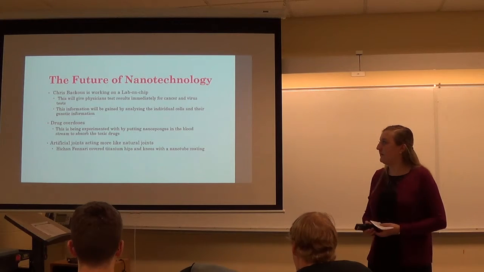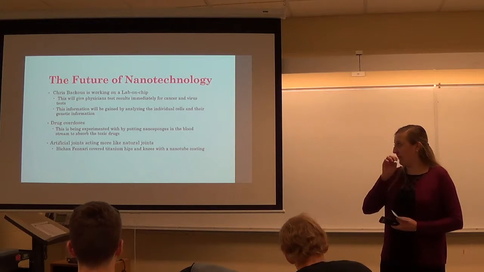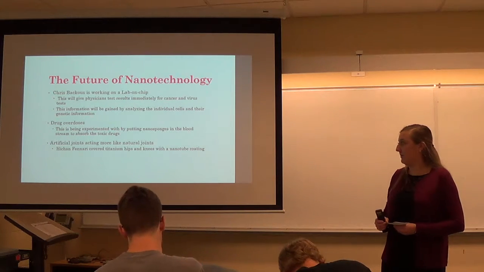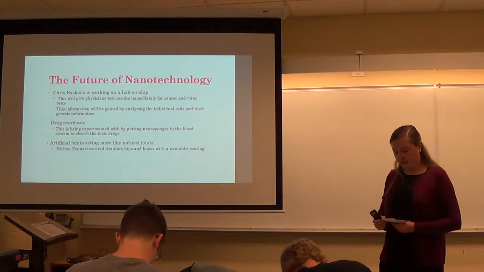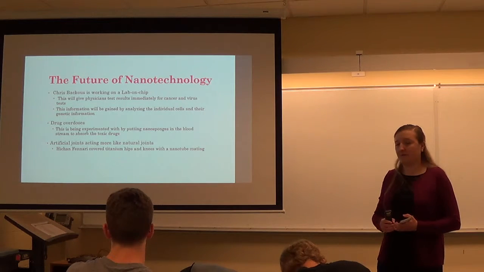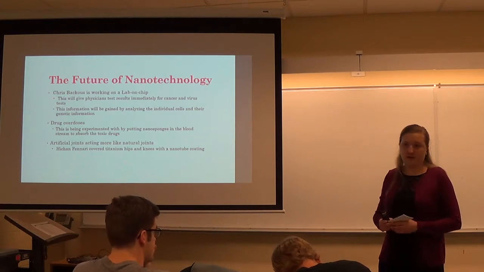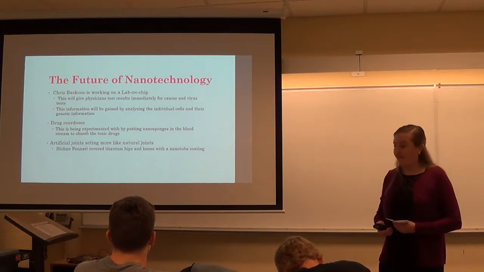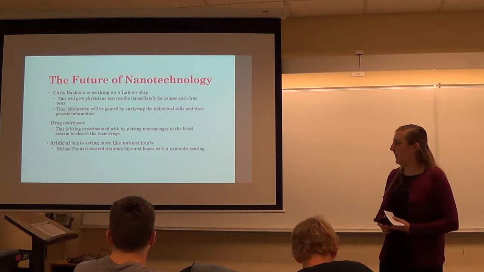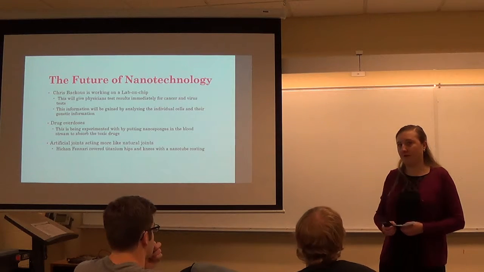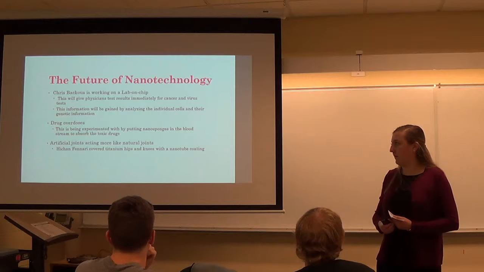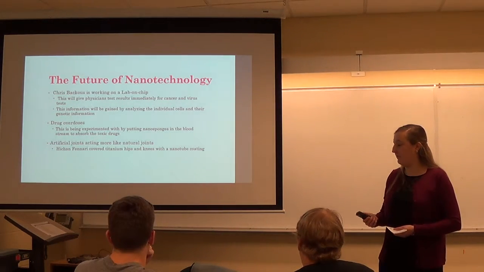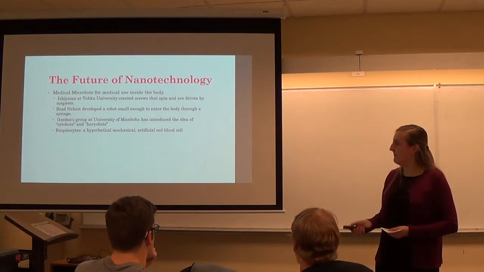And then drug overdoses, they've been experimenting with putting nanosponges in the bloodstream to absorb the toxic drugs. These nanosponges help to neutralize the drugs and stop the overdose to some extent. And then the artificial joints, like I was saying earlier with the nanostructure, they put stuff on the artificial joints and it attracts bone cells and enables it to grow quicker than it would if you hadn't done anything.